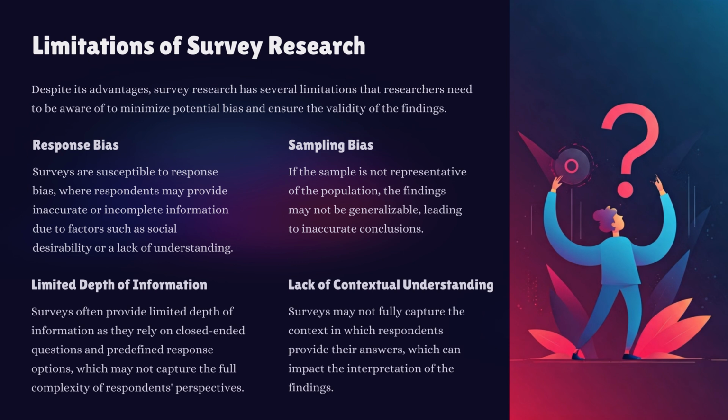Sampling bias. If the sample isn't representative, the results may be skewed. For example, a survey conducted only in urban areas might not reflect rural opinions. Lack of contextual understanding. Surveys may miss the context behind responses. For example, a survey on work stress might not capture the specific workplace issues causing stress.